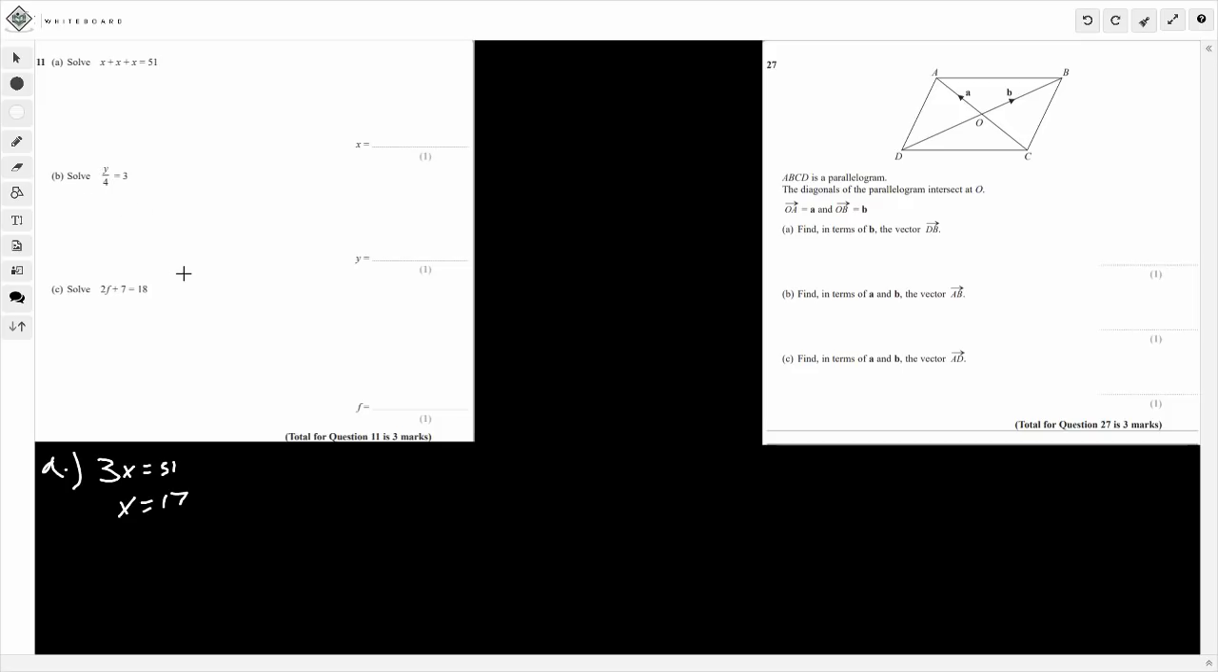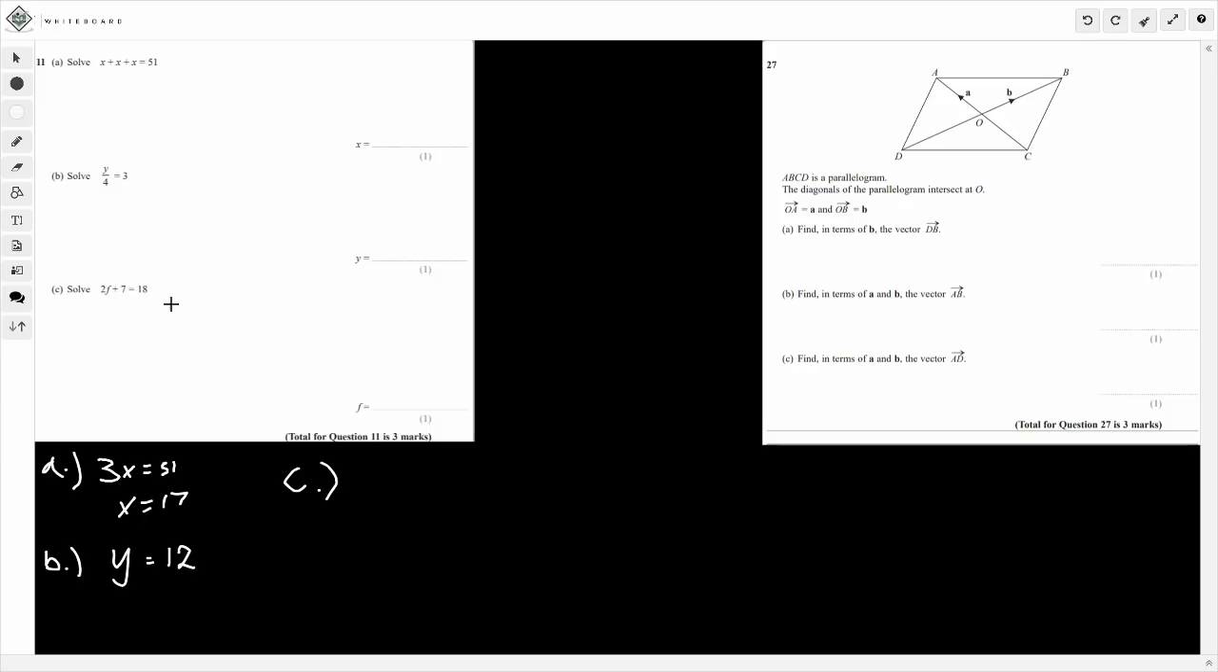Y over 4 is equal to 3. So this is a quarter of y. Well, if a quarter of y is 3, to get rid of this, so we're dividing, we do the opposite. We times by 4. So if we times by 4, that just gives me y. Y over 4 times by 4 is just y. Remember, because it's an equation, whatever you do to one side, do it to the other as well. So 3 times 4, 12. And there we go.